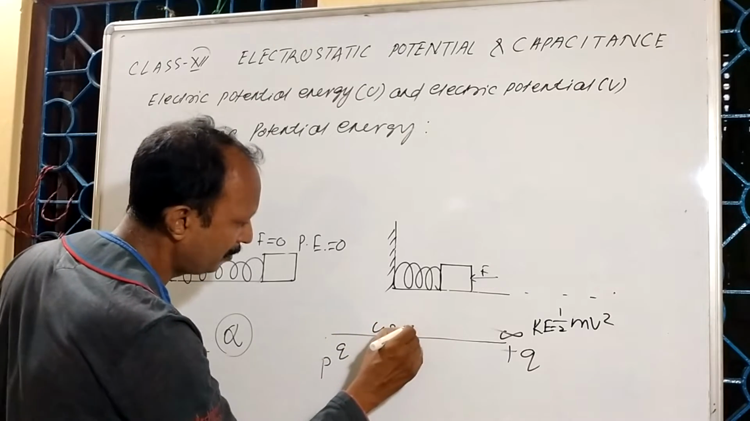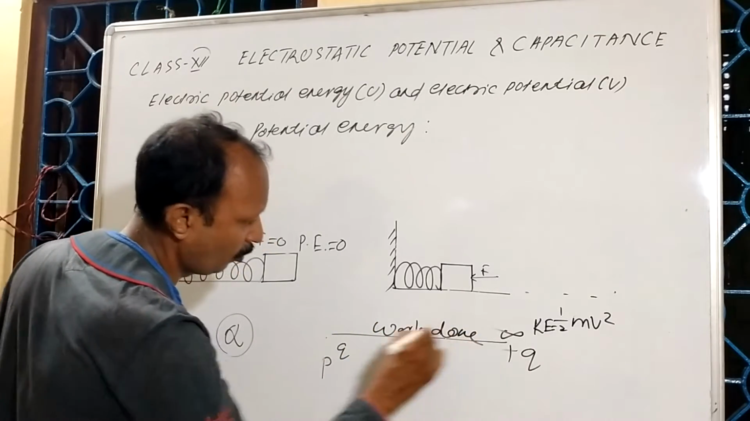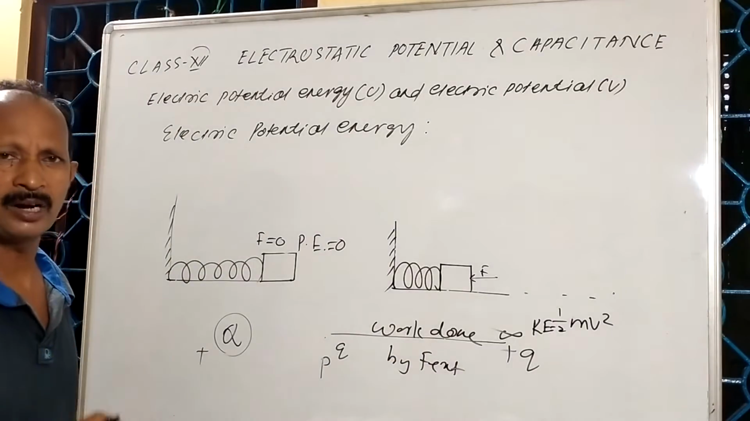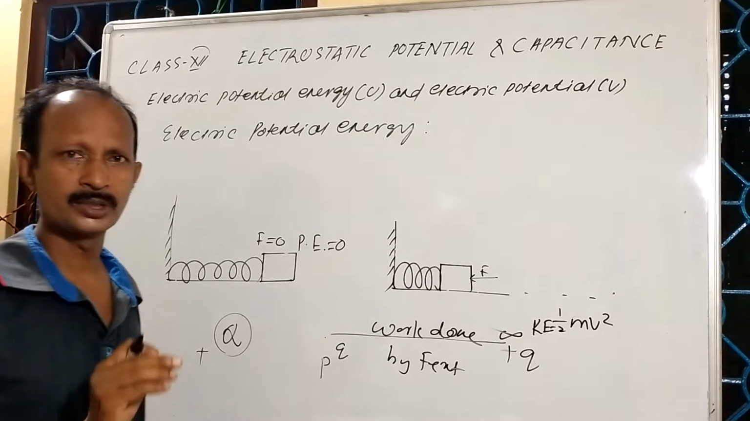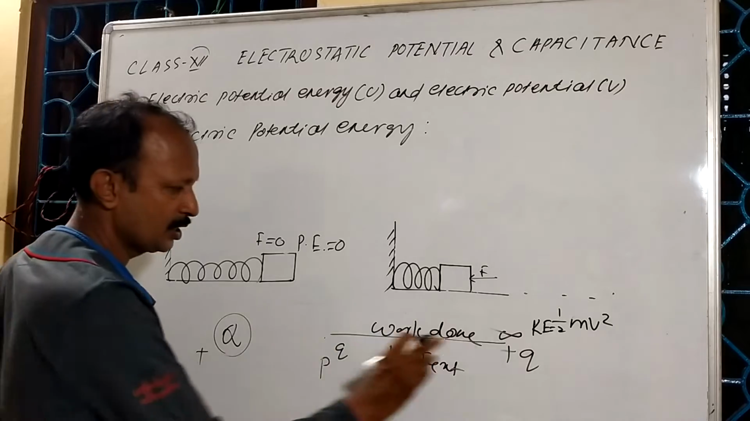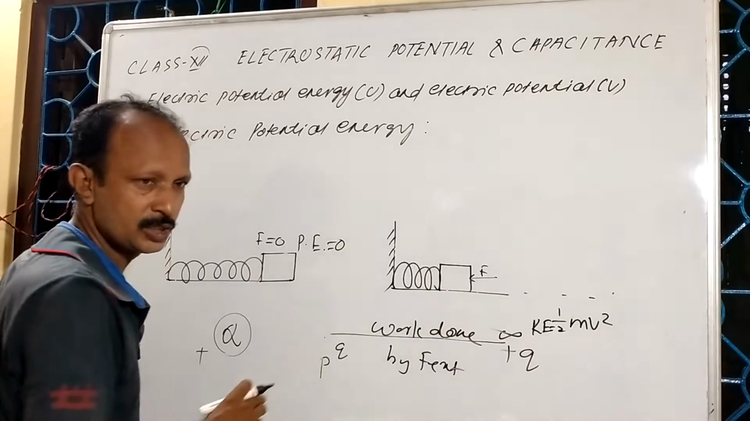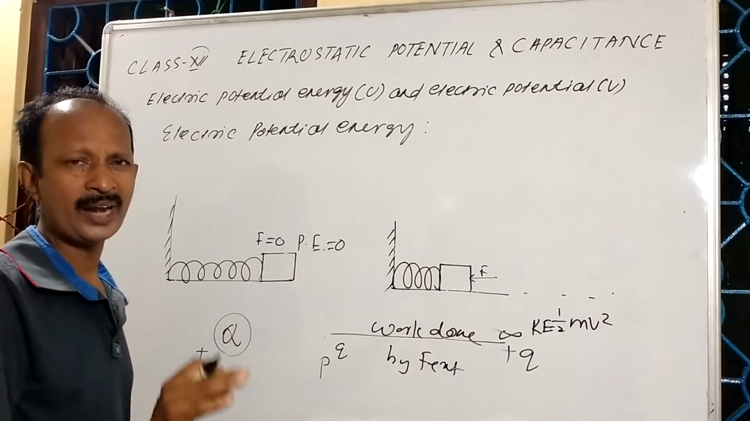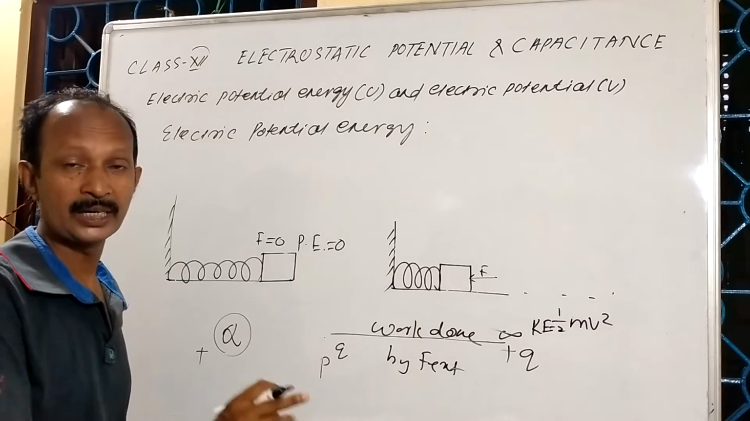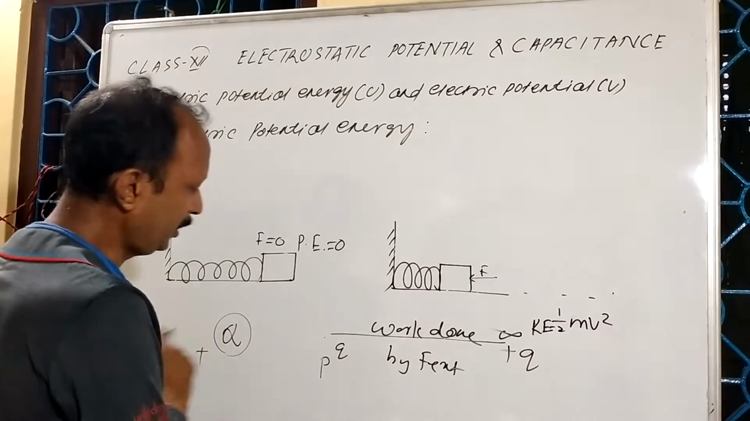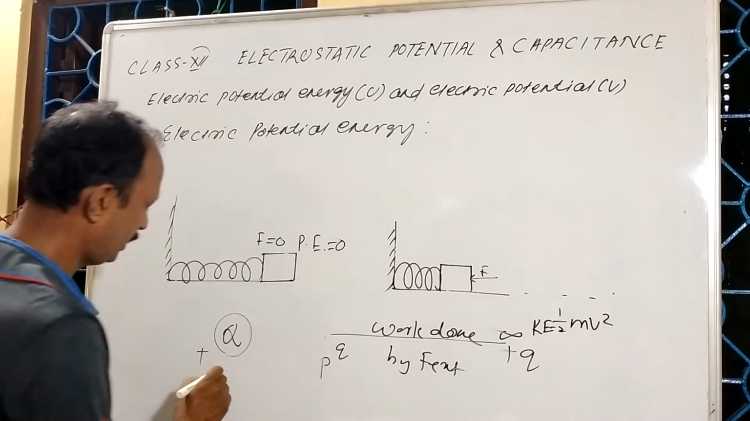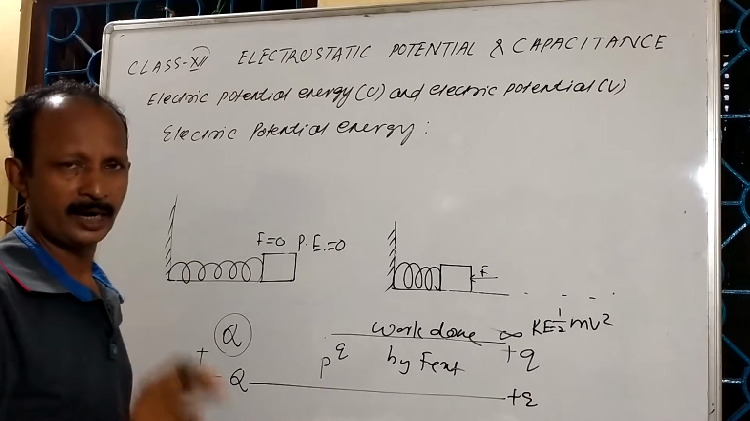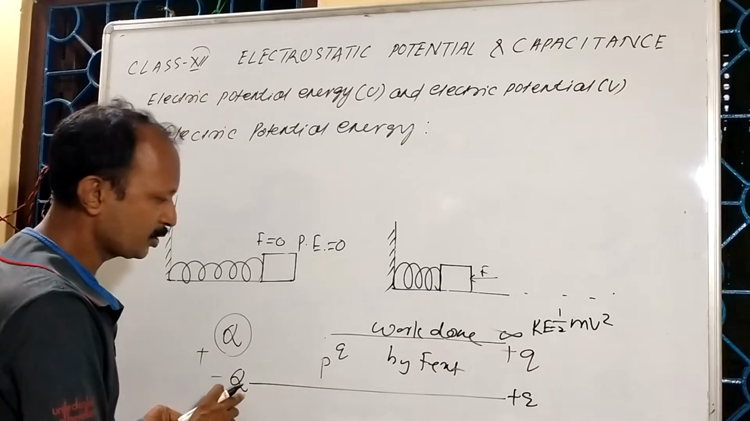Definitely, I did some work, or you can say work done by the external force. You know that if this is a positive charge and the source is a positive charge, there will be repulsion. So I have to do the work against it. That means work done is positive. Suppose you think that this source charge is negative and this test charge is positive. All the time we take the test charge as positive. So in this case what will happen?